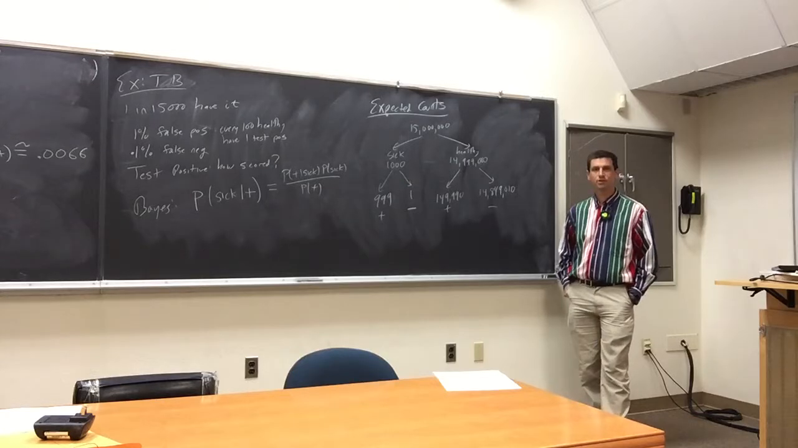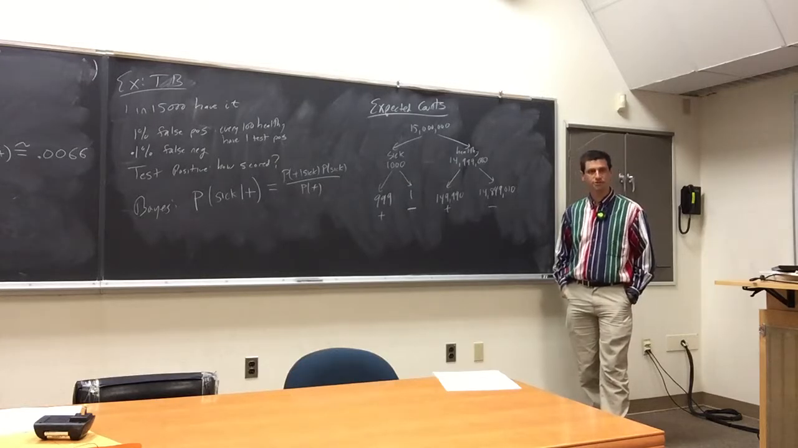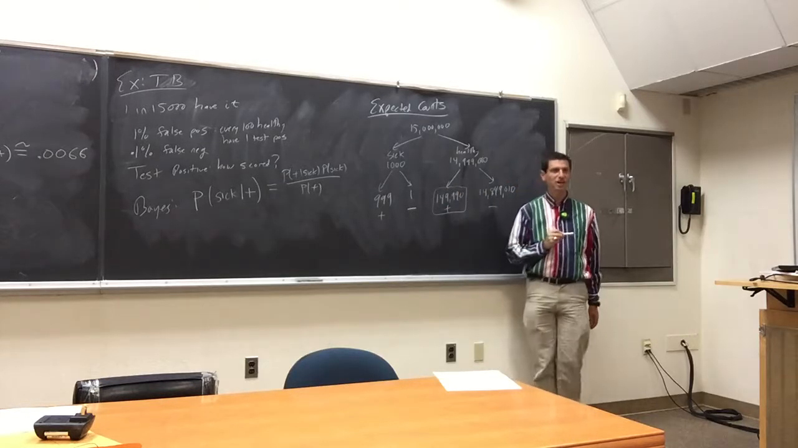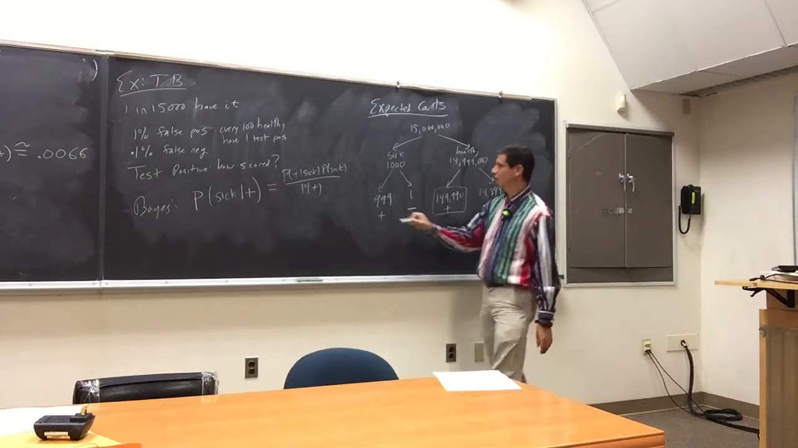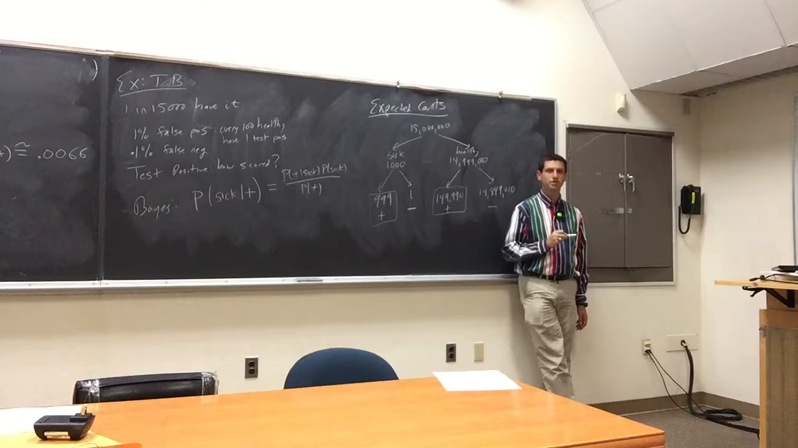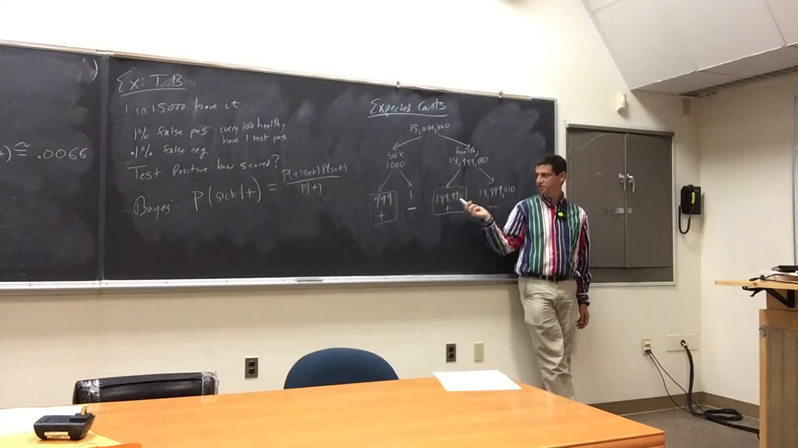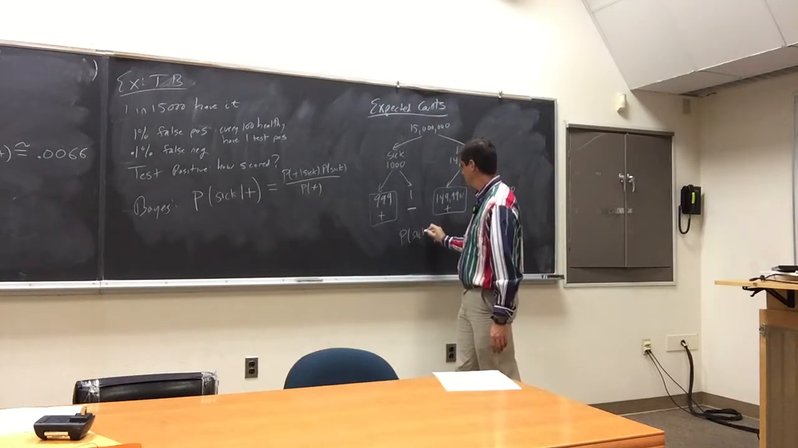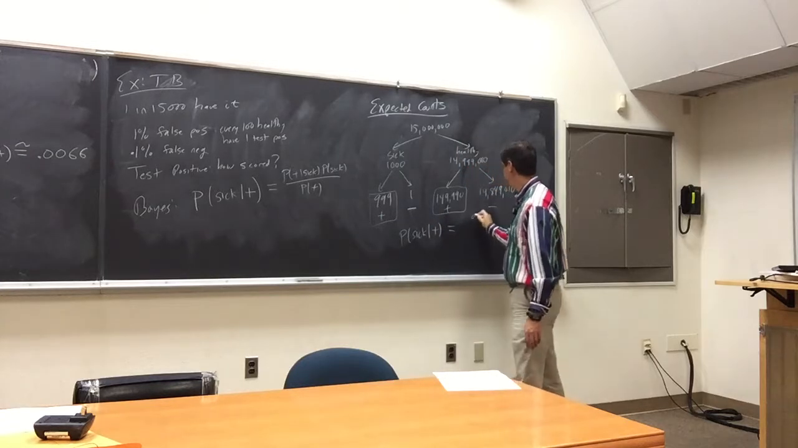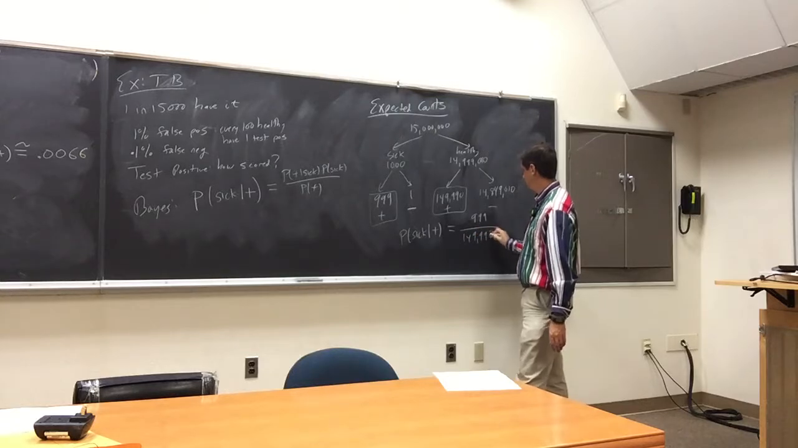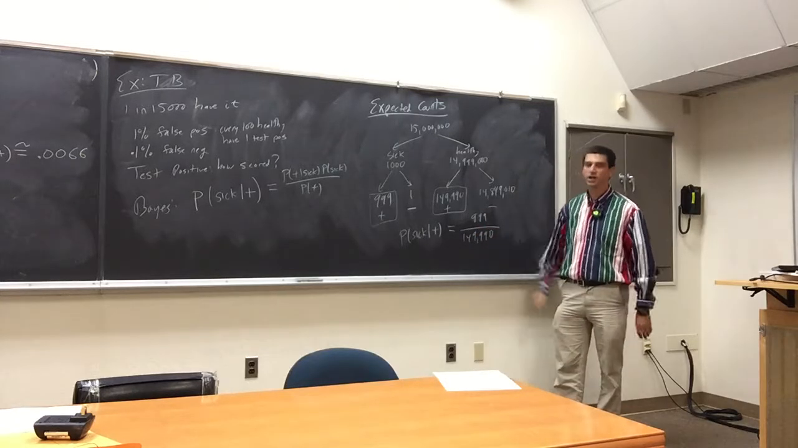This is the breakup. So now let's look at the people who test positive. The people who test positive, we have the 149,990 who are healthy, and we have the 999 who are sick. So if you test positive, what is the probability you're actually sick? The probability you're sick, given that you test positive, is 999 over 149,990, or approximately 1 in 150.